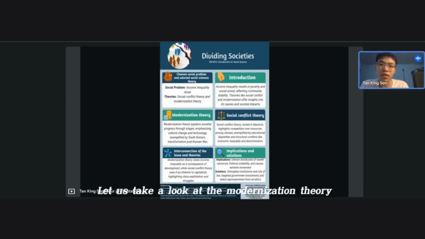Let us take a look at the modernization theory. Modernization theory suggests that income inequality issues is a negative consequence of economic development, while social conflict theories suggest that income inequality issues is an inherent part of the capitalist system. By combining both concepts, we can have a clear understanding of income inequality issues.